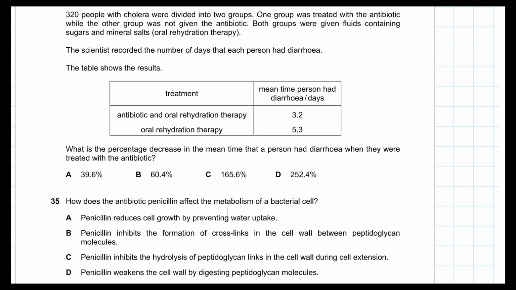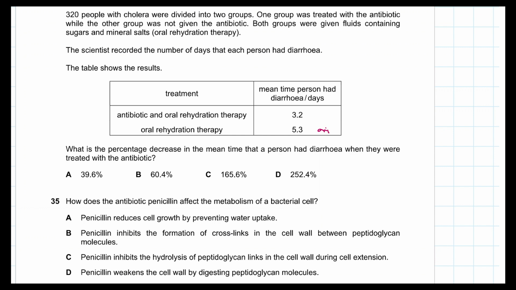Question number 34. What is the percentage decrease in the mean time that a person had diarrhea when they were treated with an antibiotic? So, this is the original value when the person was just treated with oral rehydration therapy versus when it was treated with an antibiotic. So, this is the mean time the person had diarrhea in days.